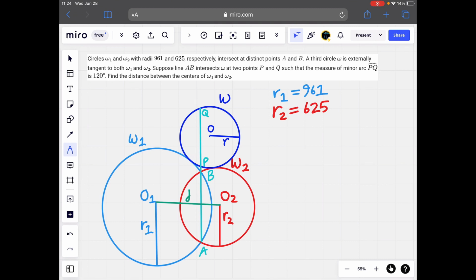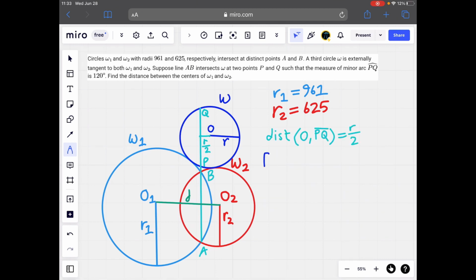If we think about what the 120 degree arc condition means, it simply means that the distance from O to line PQ is equal to R over 2. Because if angle POQ is equal to 120 degrees, then each of these angles must be equal to 60. And the cosine of 60 is 1/2.